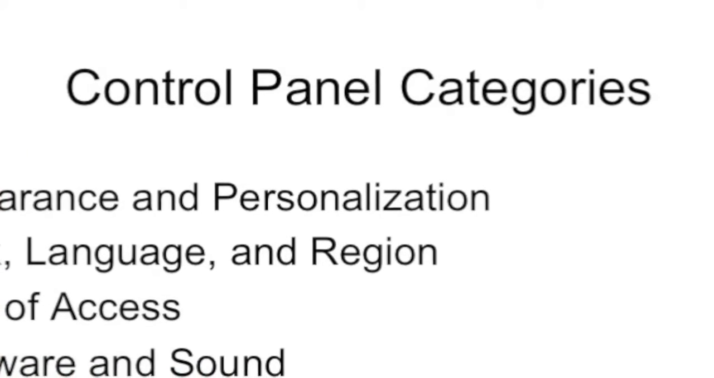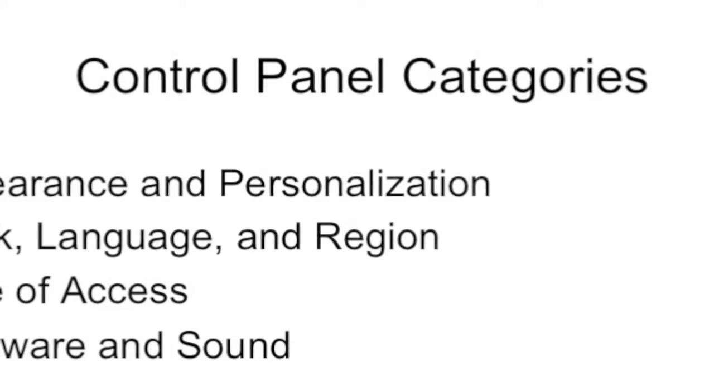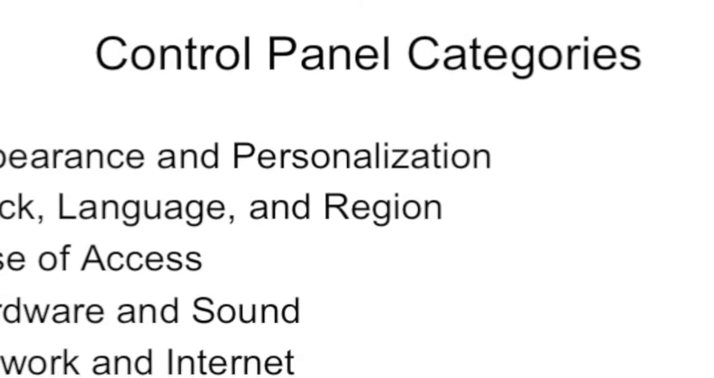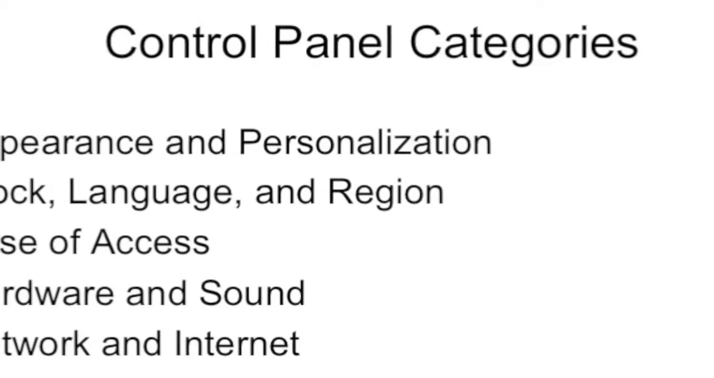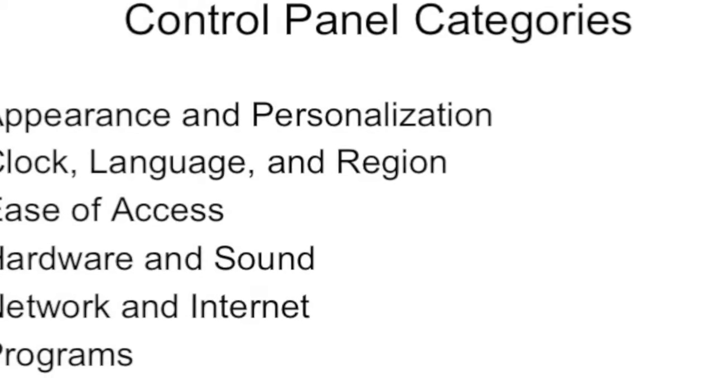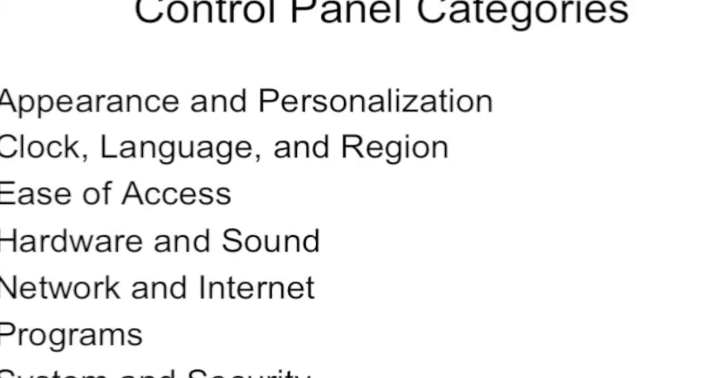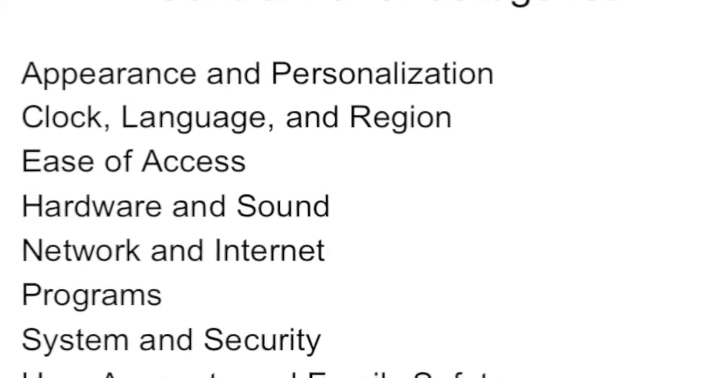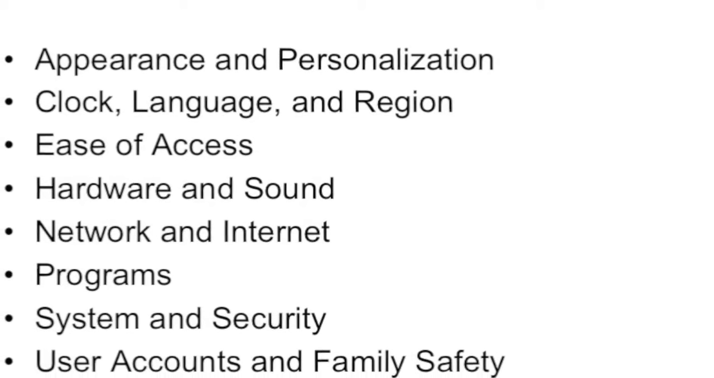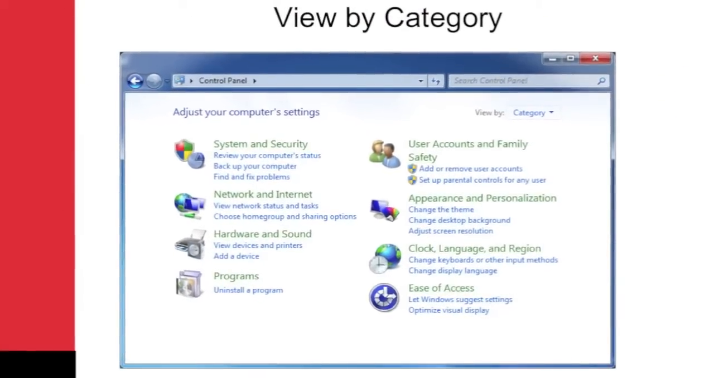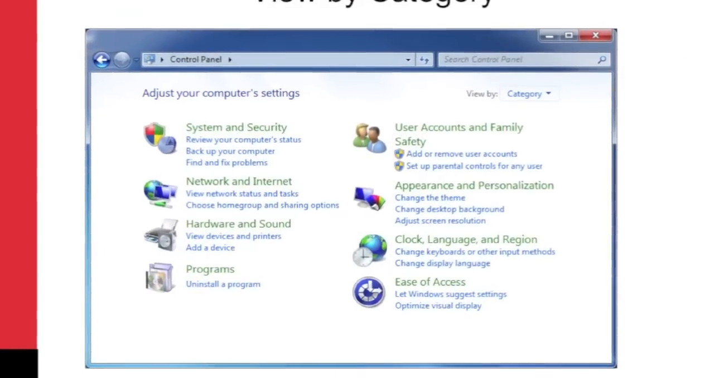When you open the control panel by clicking Start and selecting Control Panel, you are presented with an interface that groups control panel operations into categories by default. This view is easiest if you know what you want to accomplish but don't know the name of the applet. The categories are Appearance and Personalization, Clock, Language and Region, Ease of Access, Hardware and Sound, Network and Internet, Programs, System and Security, and User Accounts and Family Safety. Here's what the category view looks like in the control panel.